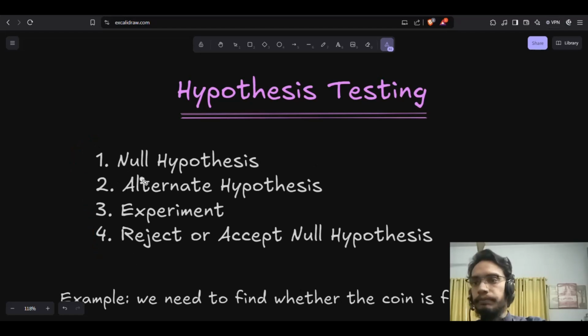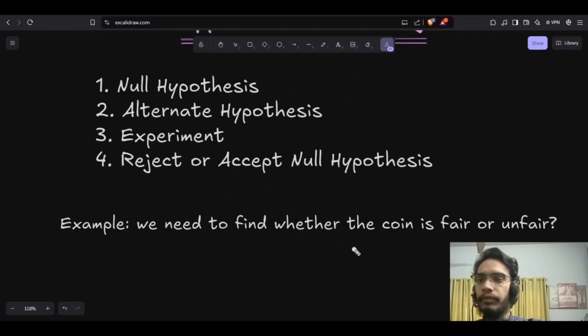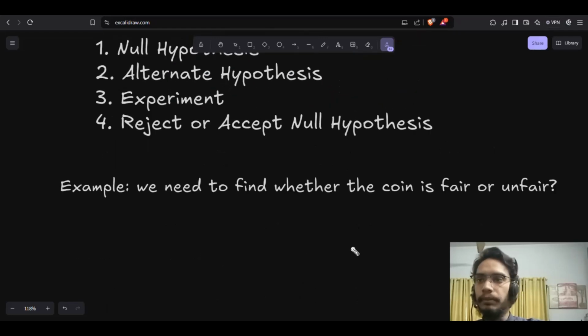We're going to understand all of these 4 steps with the help of an example. If I just tell you this is the null hypothesis, alternative hypothesis, experiment and reject, you won't be able to understand it unless I make you understand with the help of an example. So let's start with an example.